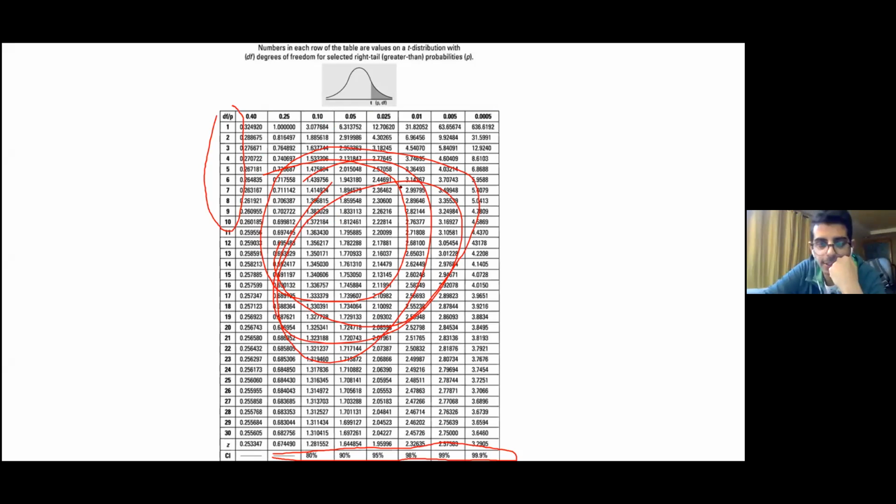No one likes to read T tables. People just put it into Excel or into Jamovi or into RStudio or into whatever, and then they get the number that they want. They don't go through the hassle of reading this table.